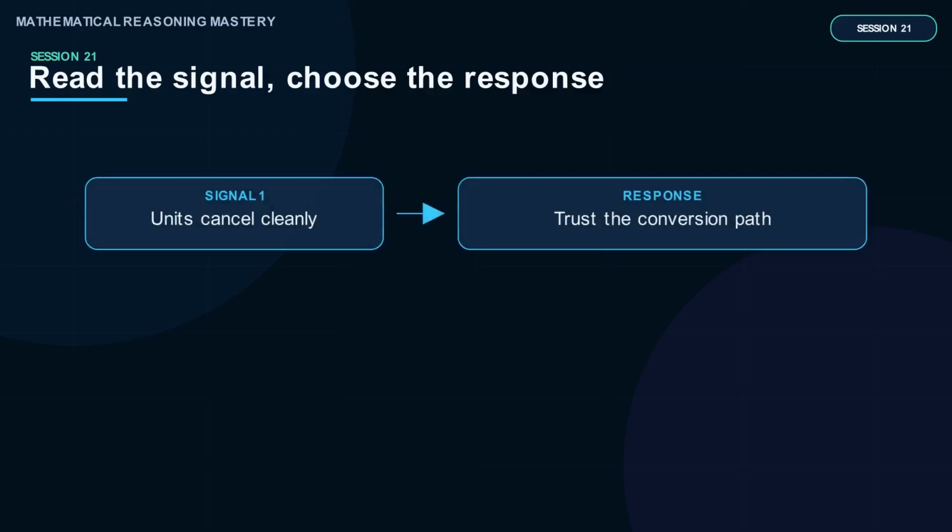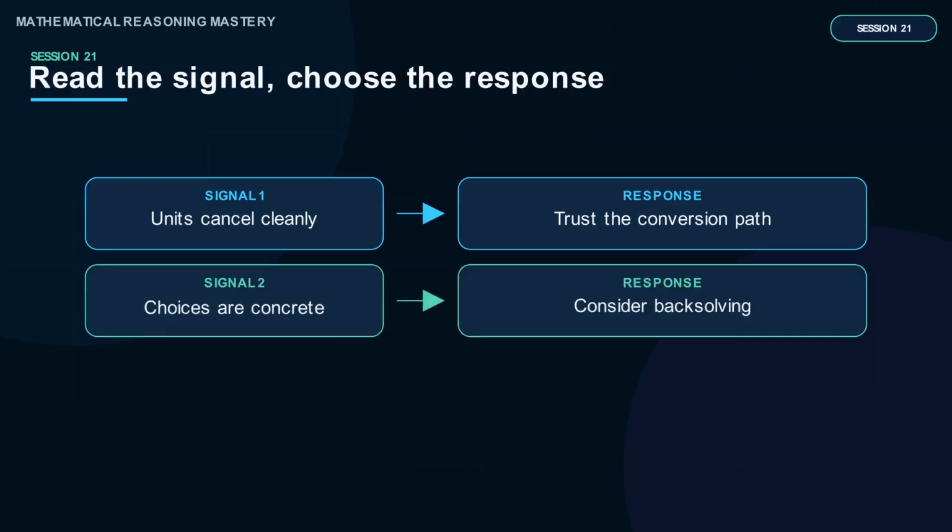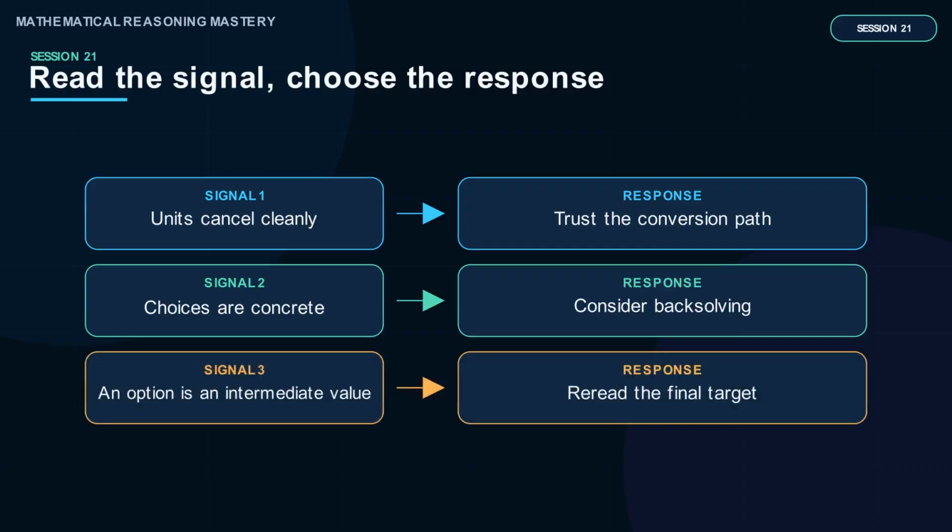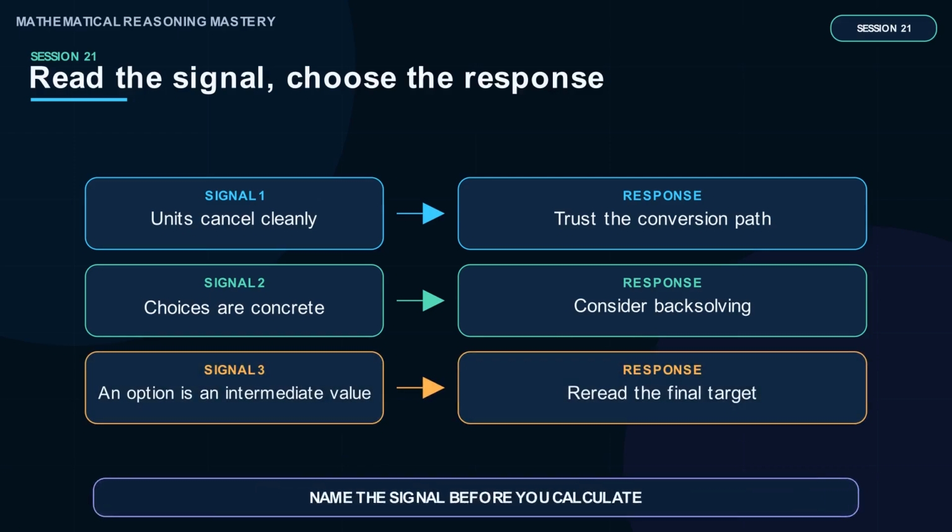Signal 1 is units cancel cleanly. Respond by remembering: trust the conversion path. Name the response before calculating. Signal 2 is choices are concrete. In that case, consider backsolving. The form tells you which tool fits. Signal 3 is an option is an intermediate value. Remember, reread the final target. This separates plausible work from valid reasoning. If you cannot name the signal, pause and classify. A deliberate choice of method is usually faster than repairing a rushed setup.